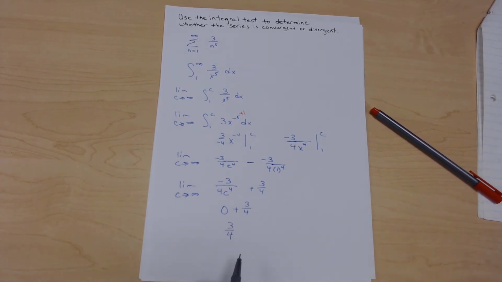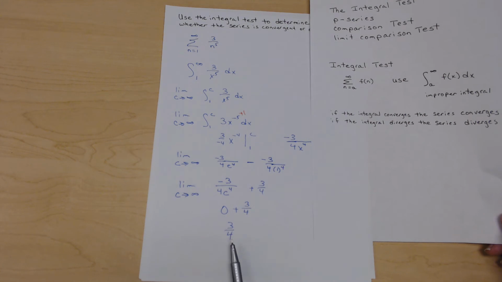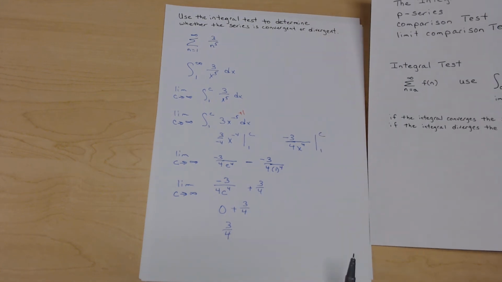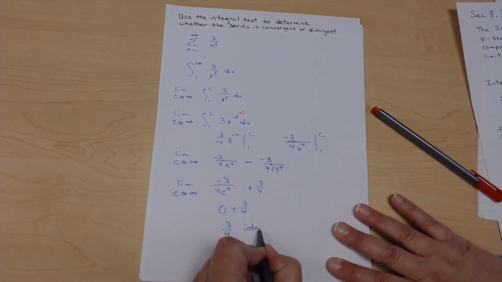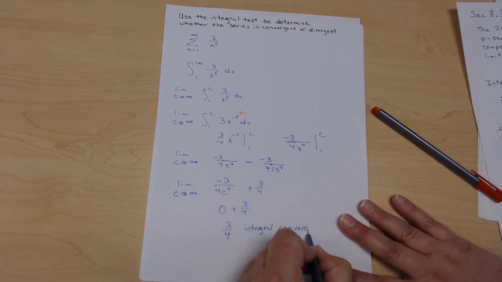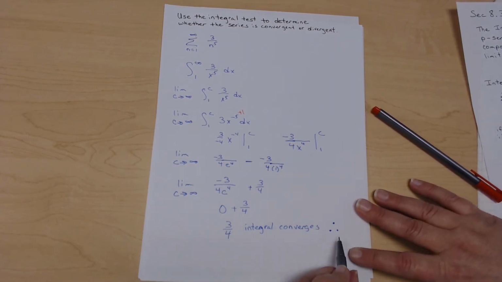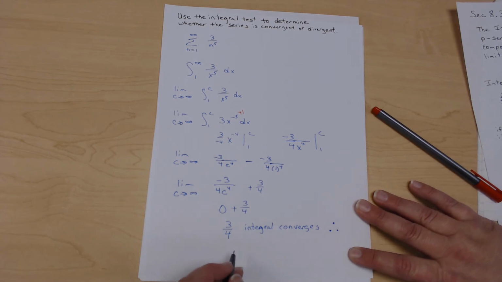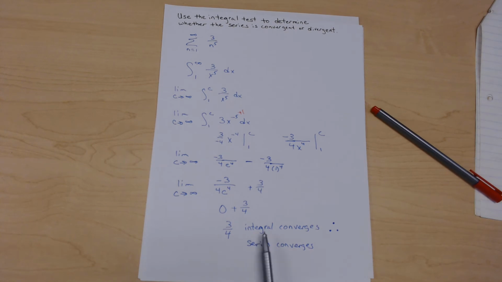Okay, so if, what was it say? If the integral converges, then the series converges. Okay, so here, this 3/4 means the integral converges. Therefore, do we know this little triangle means therefore, the series converges. Okay, if the integral converges, then you could put then or therefore the series converges.